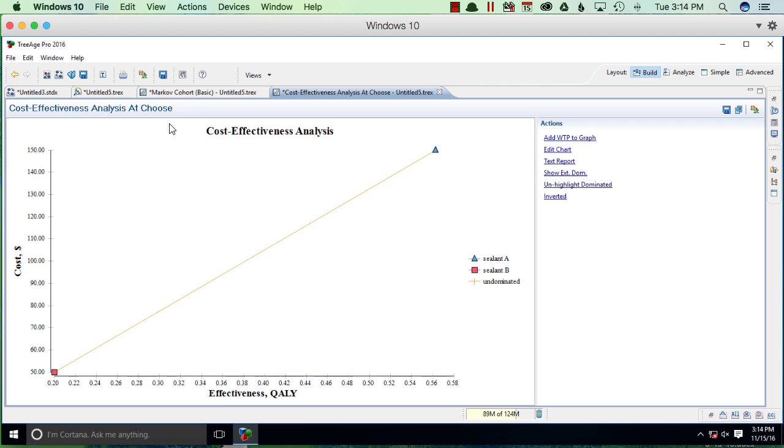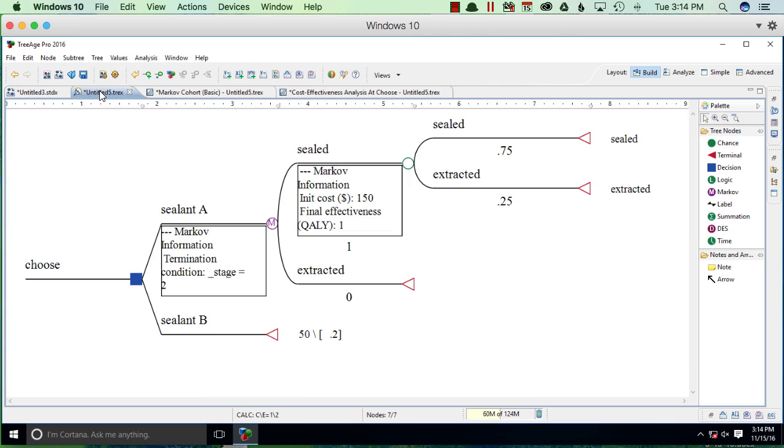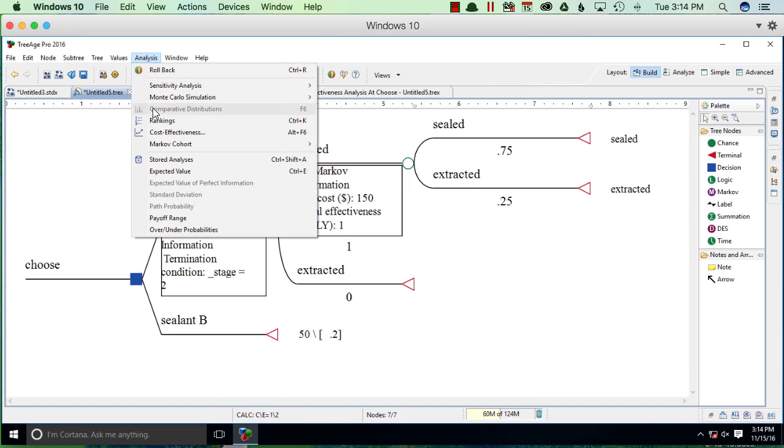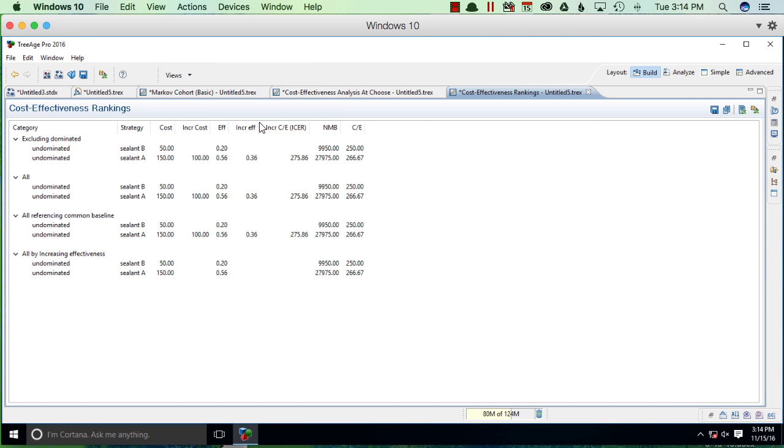So you see sealant A here, you can see right on the x-axis, the effectiveness, it's like 0.56. Right, that blue triangle, sealant A, that's the effectiveness after 2 years of the cycle. So remember the effectiveness, we gave it a quality at the beginning, but then that 0.75 is going to multiply through, 0.75 times 0.75. That's 0.56. That cumulative effectiveness of the Markov cohort, that's the effectiveness that goes into the ICER calculation here.